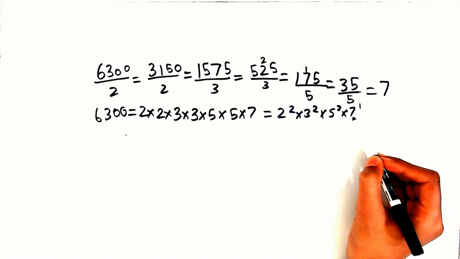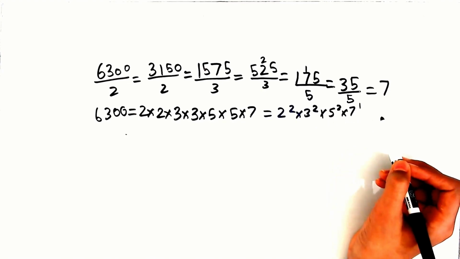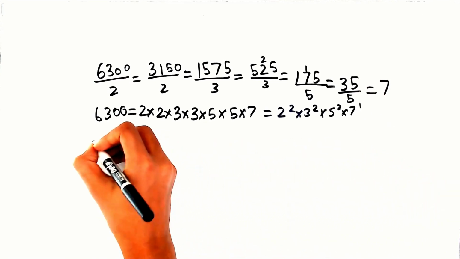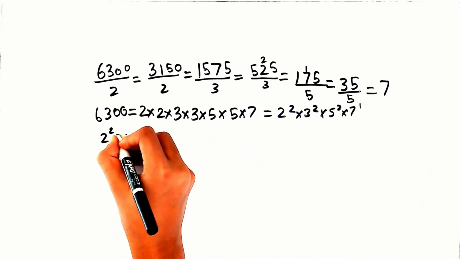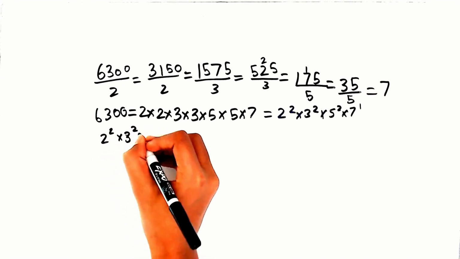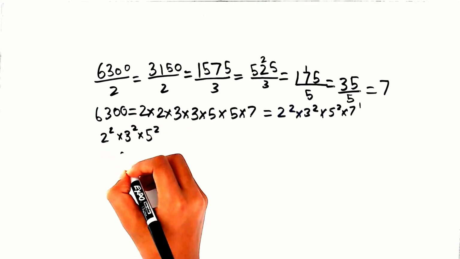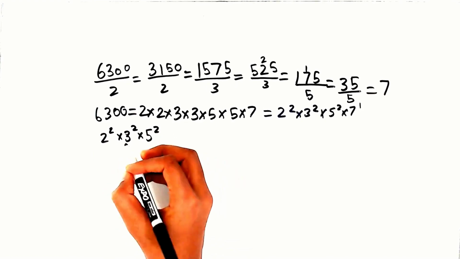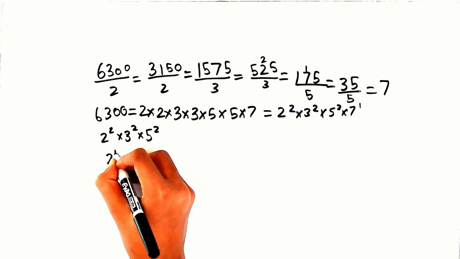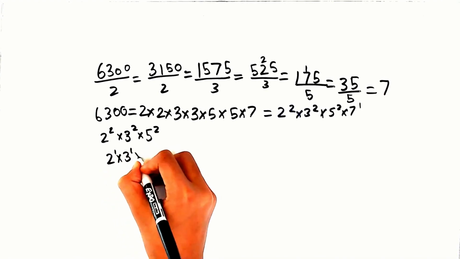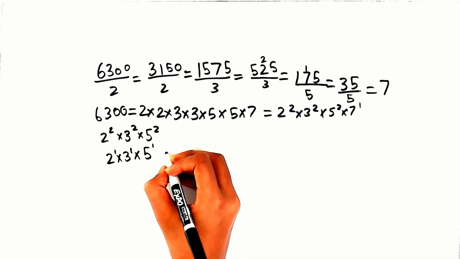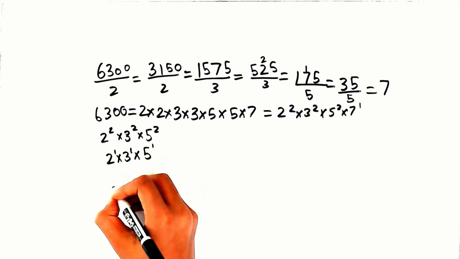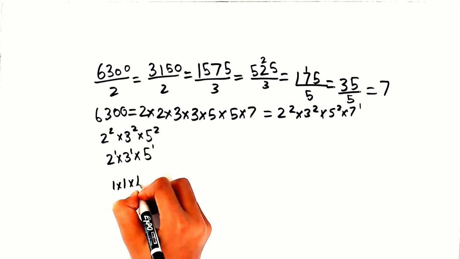So if we want only squares, then we just kick out the 7. So it would just be 2 power 2 times 3 square times 5 square. So here, all these are squares. So let's take out the squares. So it would be 2 power 1 times 3 power 1 times 5 power 1. So now let's take out the powers. So that'd be 1 times 1 times 1.